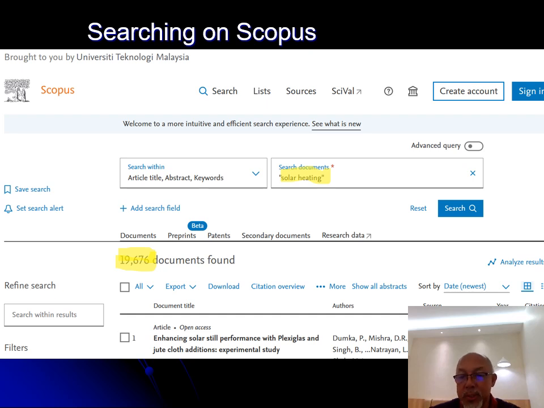So we should be safe if we depend on Science Direct or Scopus for sources of publication. Or if you find a publication, you check whether it is on Scopus or in Science Direct, then you should be okay. So the issue about the quality of research is very important.